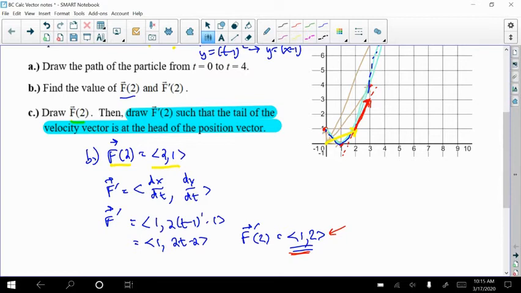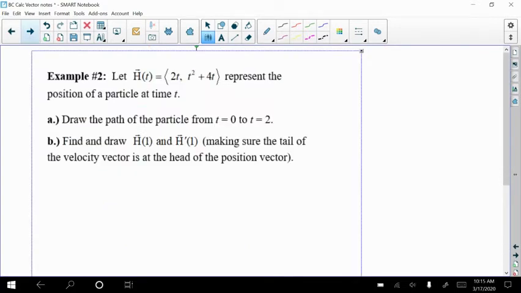Okay, so that's kind of just some basics there. And then if I look at the next example, I have another vector valued function. Same idea. It says draw the path from 0 to 2, draw in the derivative at 1 and the position at 1. So it might be helpful to again think about, okay, at t equals 0, I get the vector 0 comma 0. At t equals 1, I get 2 comma 5, it looks like.